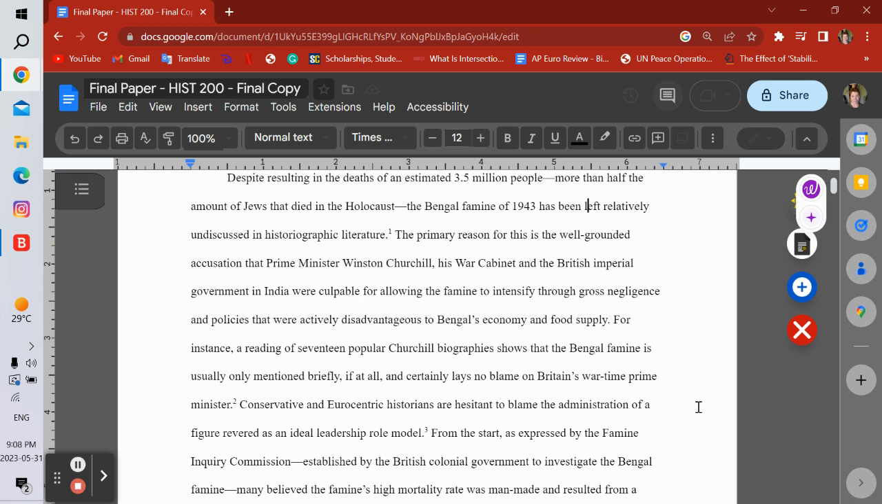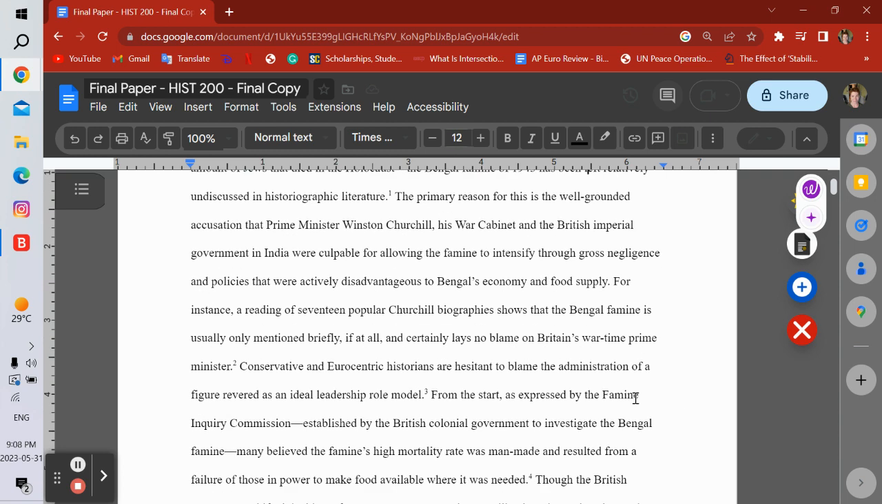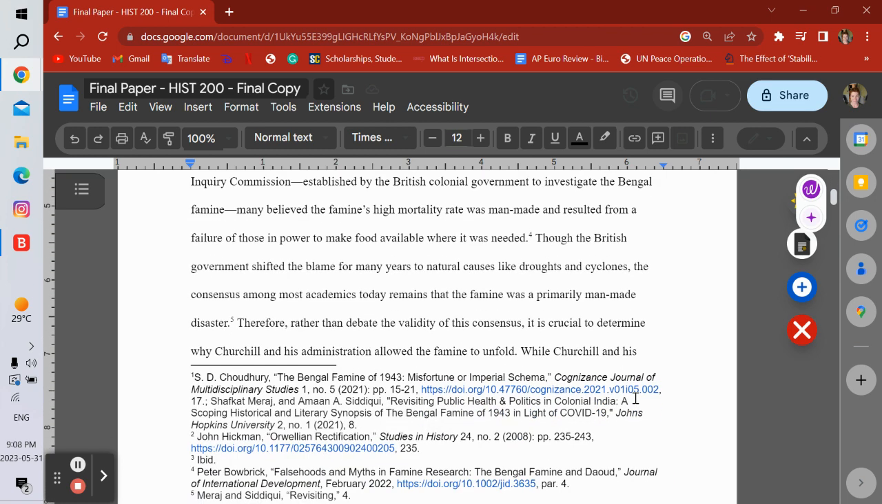From the start, as expressed by the Famine Inquiry Commission, established by the British colonial government to investigate the Bengal famine, many believed the famine's high mortality rate was man-made and resulted from a failure of those in power to make food available where it was needed. Though the British government shifted the blame for many years to natural causes like droughts and cyclones, the consensus among most academics today remains that the famine was primarily a man-made disaster.